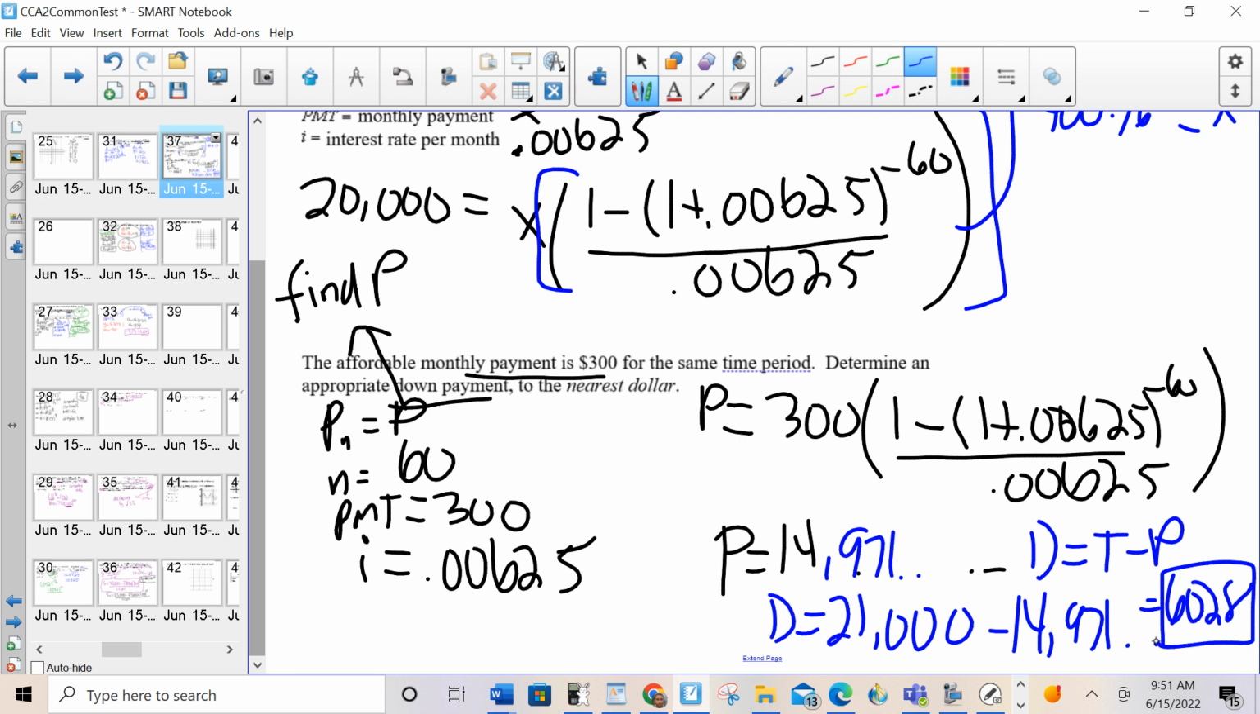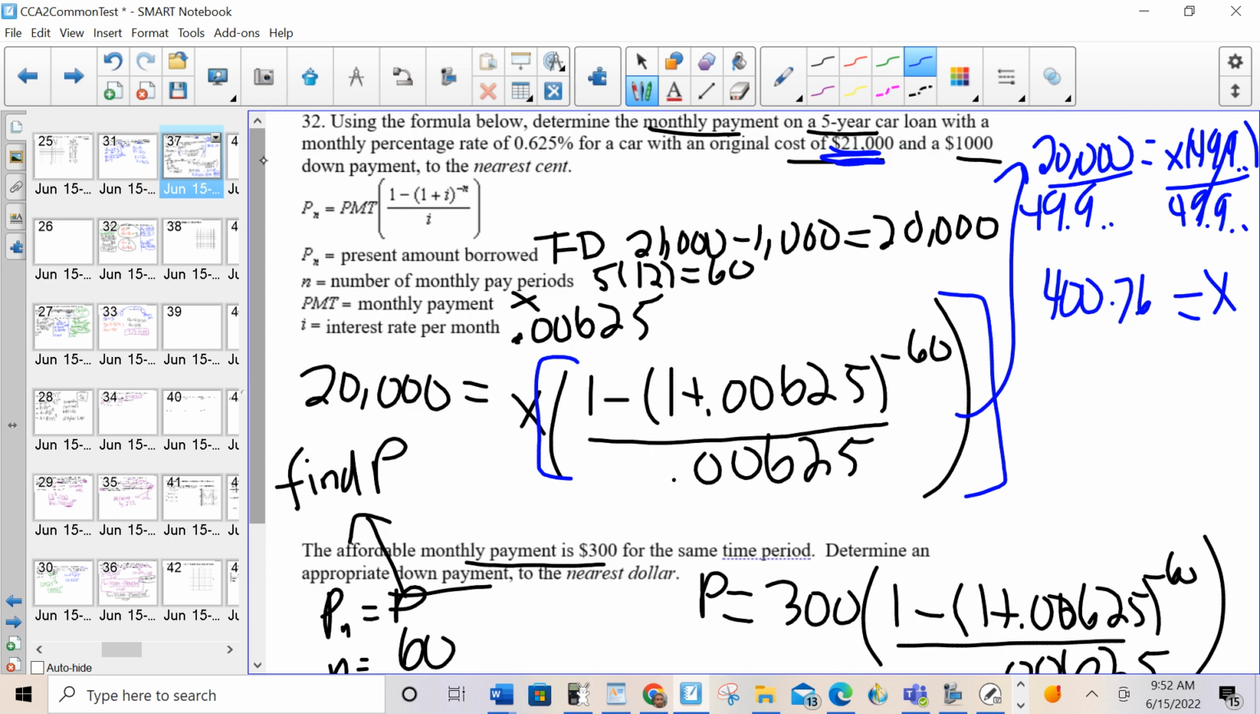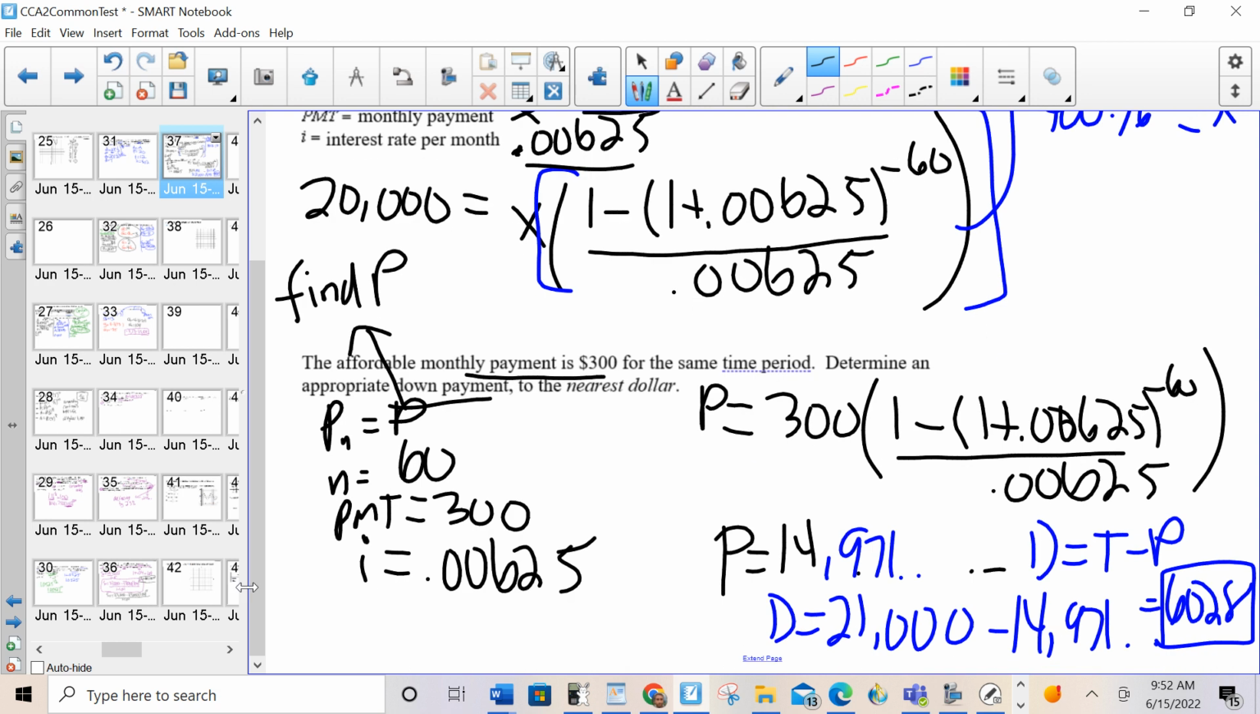These questions aren't that hard. Again, it's the same three twists always. Well, three or four twists. The principal is the total cost minus the down payment. The number of monthly pay periods is the number of years times 12. The percent you have to divide by 100 to make into a decimal. If it asks for the down payment, you have to know to find P. And that's it.